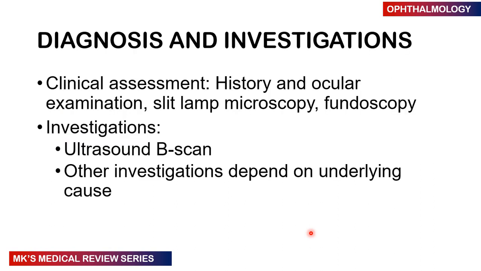Then what's the diagnosis and investigation? So pretty much we want to perform a clinical assessment. So we want to take a history, we want to perform an ocular examination, and perform slit lamp microscopy and fundoscopy. Remember that these are not investigations, they are clinical assessments. Then of course our investigation is going to be our ultrasound B scan, and other investigations are pretty much going to be dependent on the underlying cause.